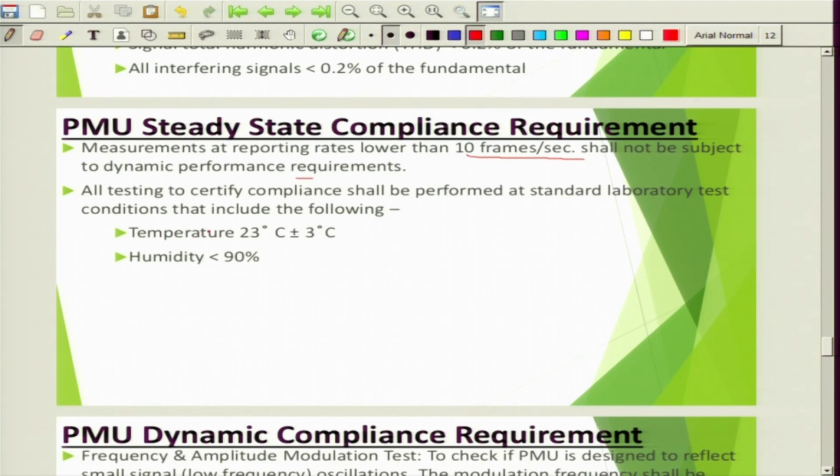All testing to certify compliance shall be performed at standard laboratory test conditions that include the following: the temperature should be at 23 degrees Celsius plus or minus 3 degrees Celsius and humidity of less than 90%. So whatever measurements you are doing are subject to specific environmental conditions, otherwise it may not operate exactly in a real time or physical actual system.